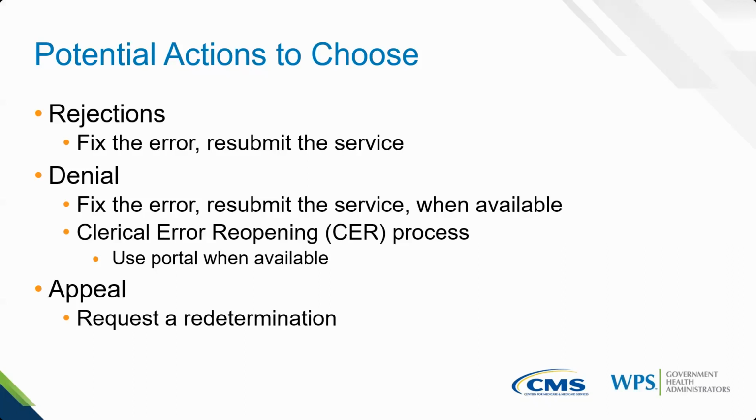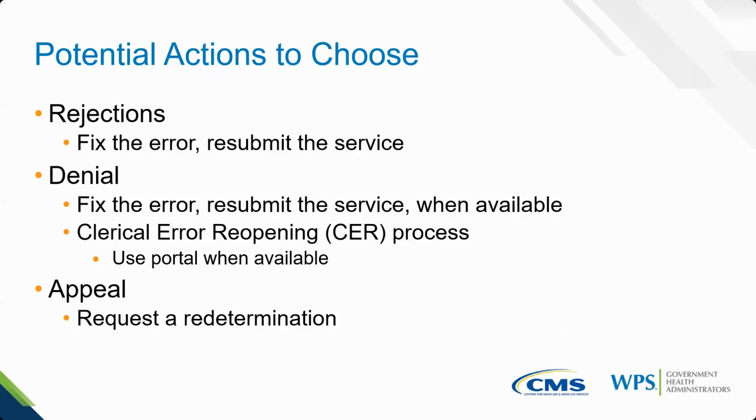So for an unprocessable or rejected claim, you're going to need to fix the error and resubmit the claim to Medicare. If the claim or claim line denied, there could be multiple actions to choose from. You may be able to simply resubmit the service. I've mentioned this a couple of times. You might also use the clerical error reopening, or CER process, to correct clerical errors. CMS defines clerical errors, including minor errors or omissions, as human or mechanical errors on the part of the provider or the contractor. I'll talk more about this process in just a couple of minutes.